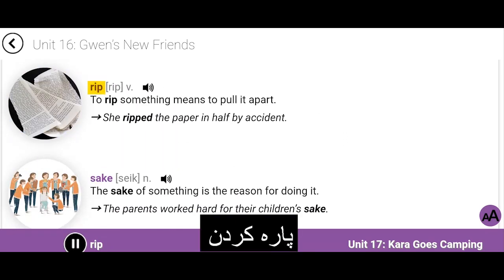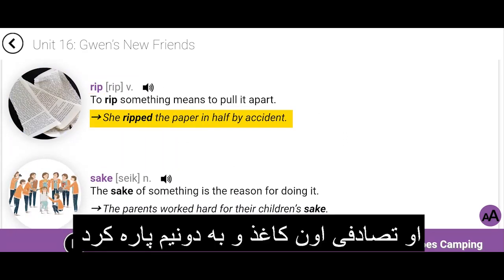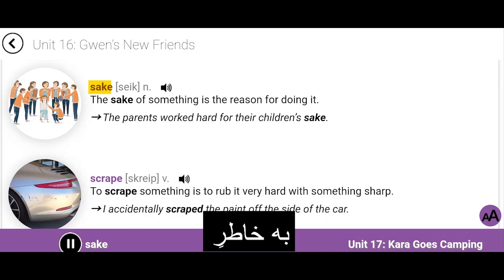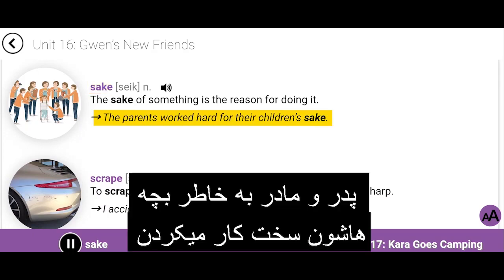Rip. To rip something means to pull it apart. She ripped the paper in half by accident. Sake. The sake of something is the reason for doing it. The parents worked hard for their children's sake.